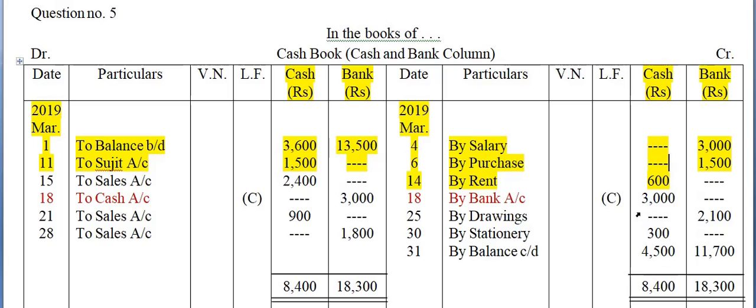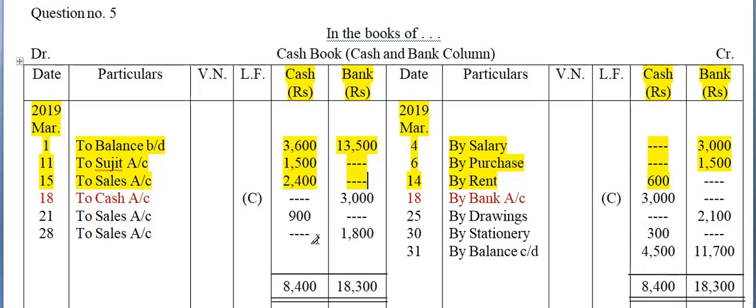And on 15th, sold goods for cash to Satish. So whenever you make cash sales, cash comes in, cash will be plus. Okay, so you will record towards the debit side. On 15th of March, sold goods for cash to Satish. So you will simply write to sales account, and in the cash column you will write 2400.